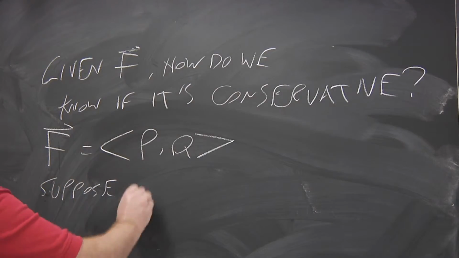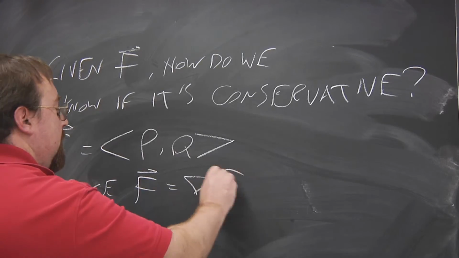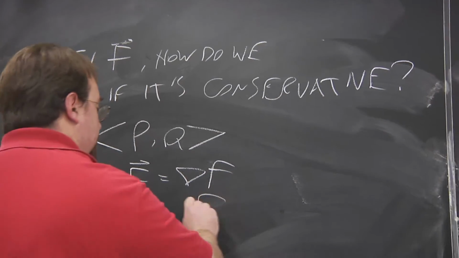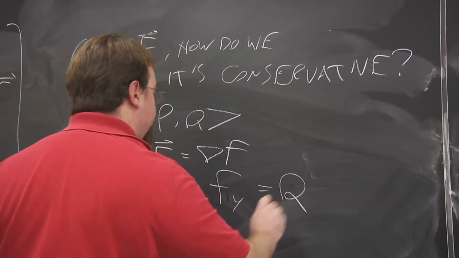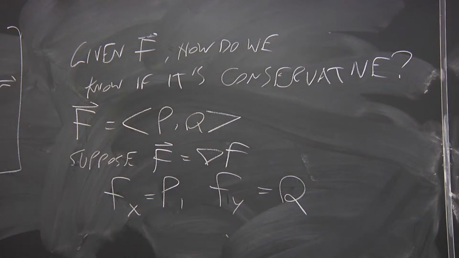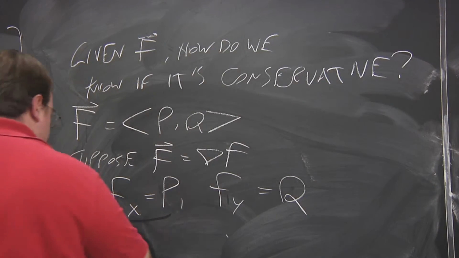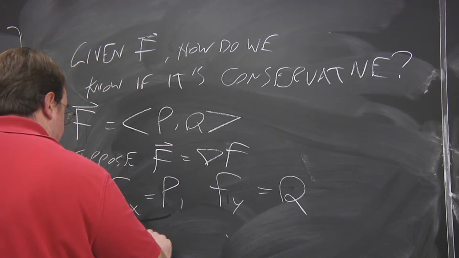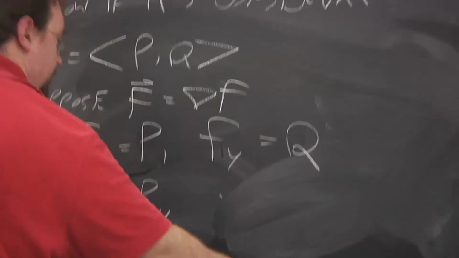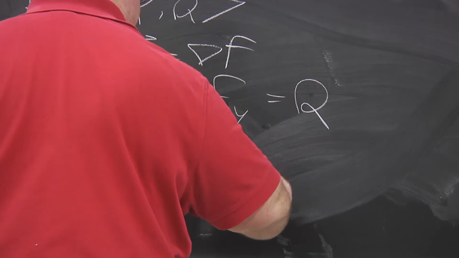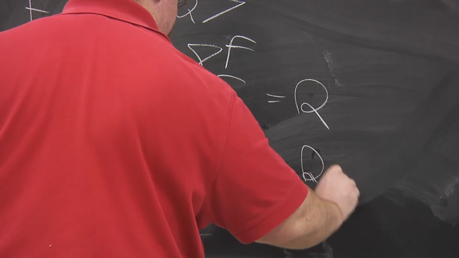So suppose big F is a gradient of some function little f. That means that f_x is equal to P, and f with respect to y is equal to Q. All right. Then let's take this equation and differentiate both sides with respect to y. So f_xy is equal to P_y. Let's take this one and differentiate with respect to x. f_yx is equal to Q_x.